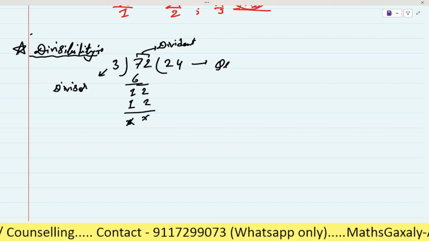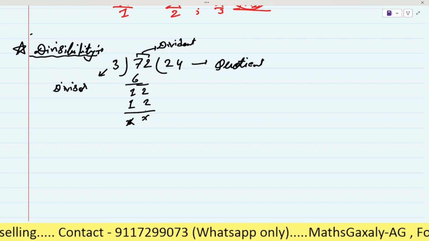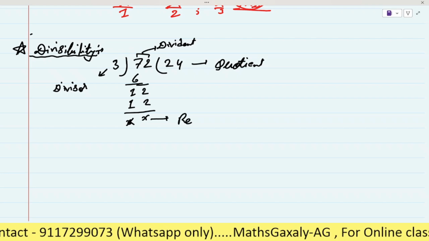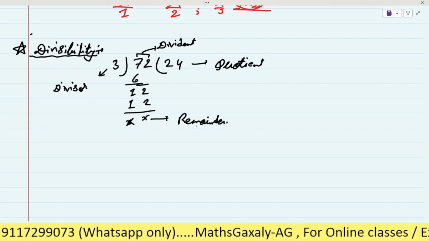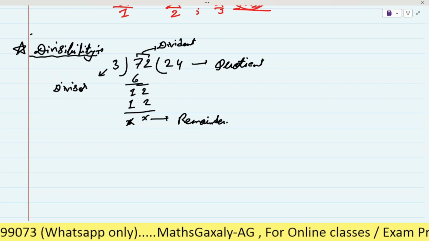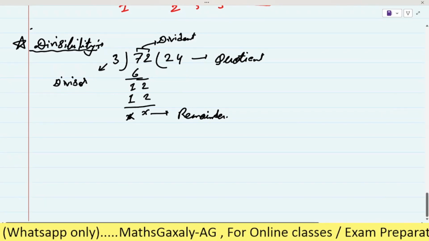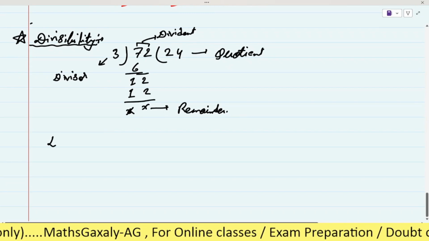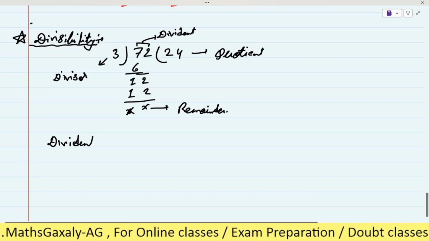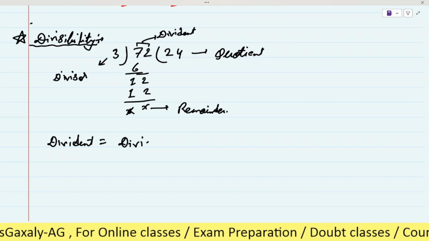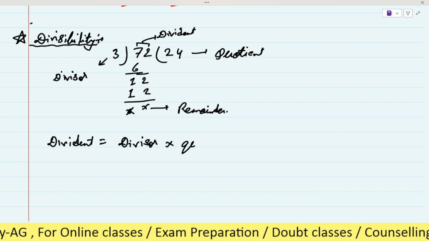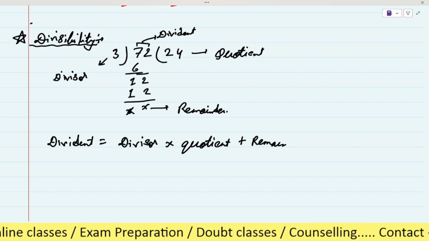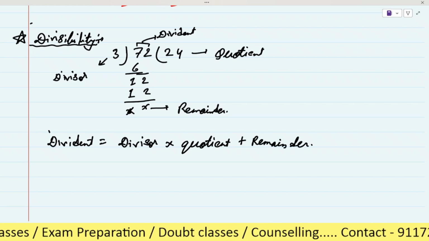This 24 will be the quotient. And this 0, this one, will be the remainder. Okay. So there is a formula based on divisor, dividend, quotient, and remainder. Do you know that formula now? Dividend is equal to divisor into quotient plus remainder. Yes, quotient plus remainder. Okay. This is the formula.